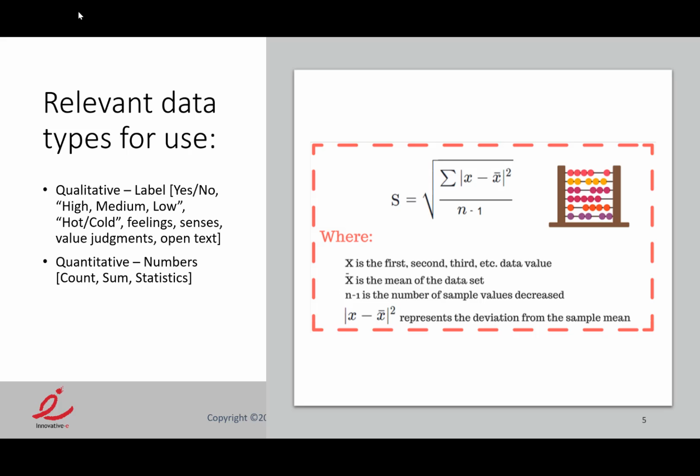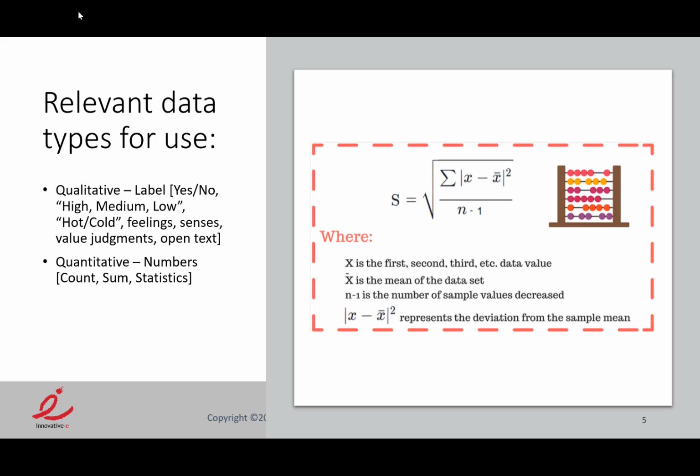And first, we're going to talk about the relevant data types for use. A moment ago, we made reference to qualitative data and quantitative data. The key difference between them being that qualitative has an L, which you can say is for label, and the quantitative has an N, which you can say is for number. Labels are things like yes/no questions, high, medium, or low, which may refer to ranges that are different from person to person. Hot or cold, if you have 2 people in the same room who adjust the thermostat, they may have different ideas on what is the threshold for hot or cold.